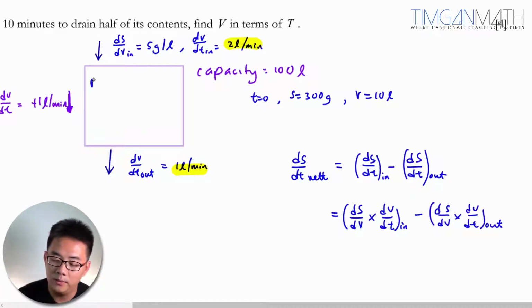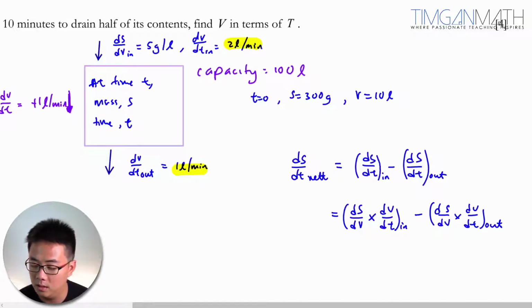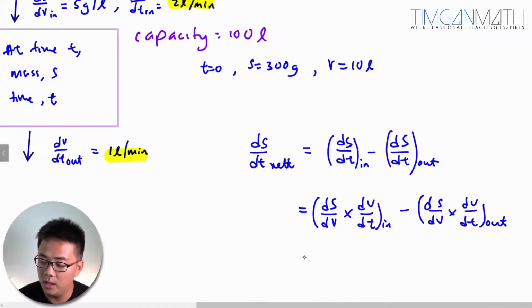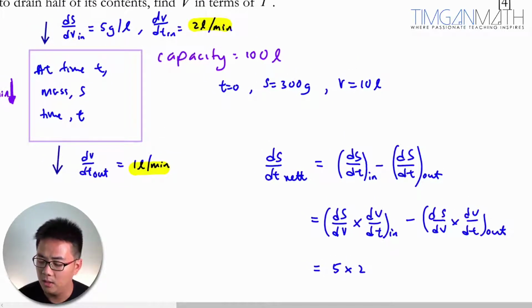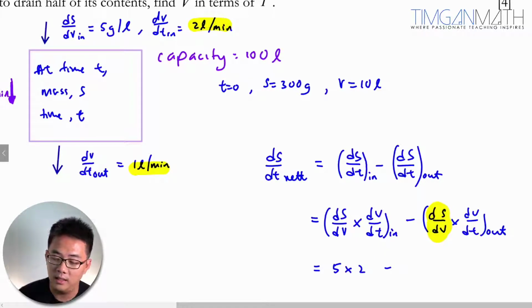Okay, at time t, just take note that the mass is S and the time is t, small t. So what's going in is okay. Going in is basically just 5 times 2, right? Now the one going out is the tricky one. dS/dt out is dS/dV times dV/dt at the time t.